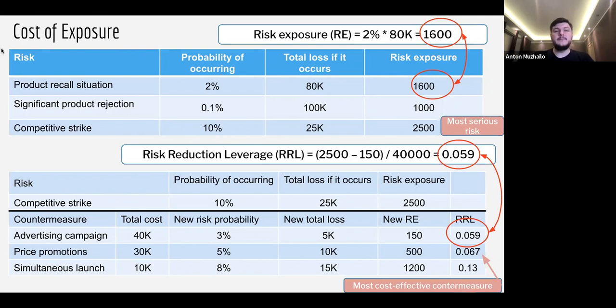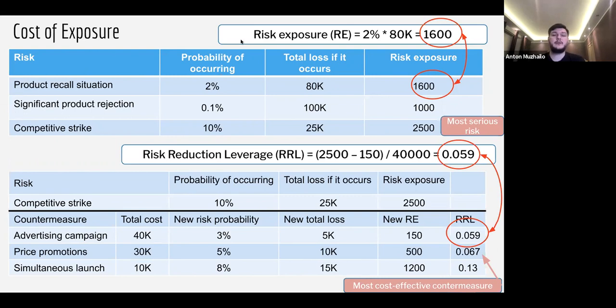Here on the top, we have 3 risks that might happen with our project. First risk is the product recall situation. So there might be a case when our product can be recalled from the market. For example, you may have heard about the Tesla recall from the market due to some sensor bug, right? So tens of thousands of cars were removed from the market, and it also has some risk in it.